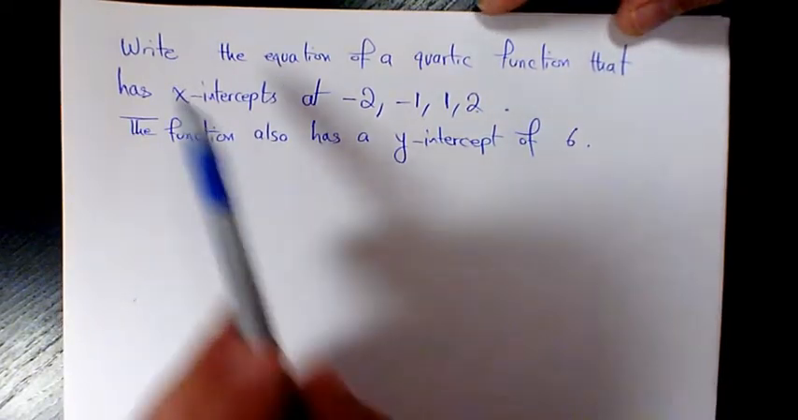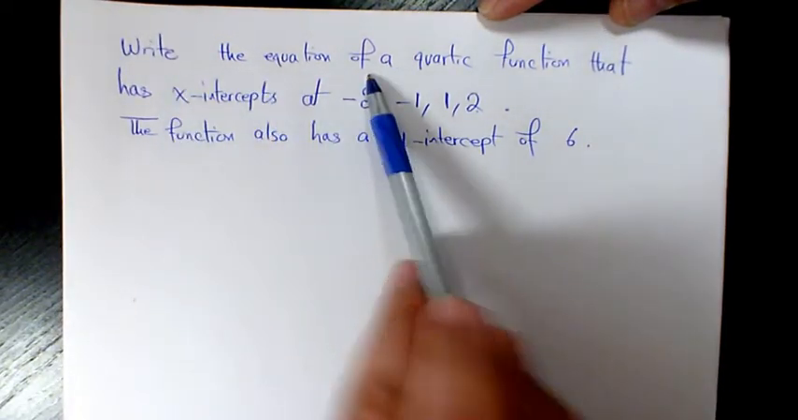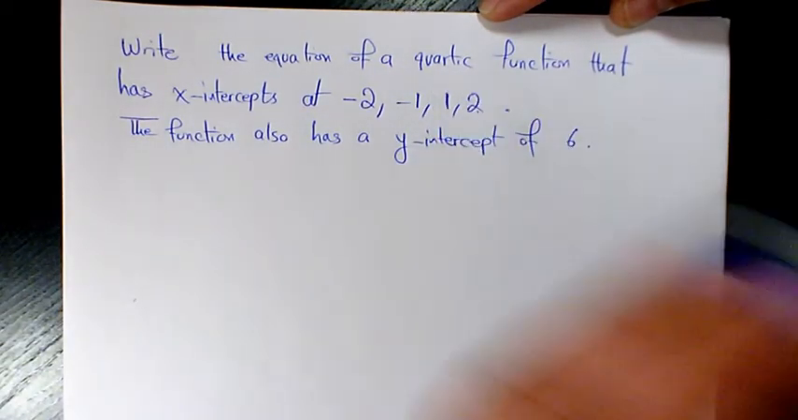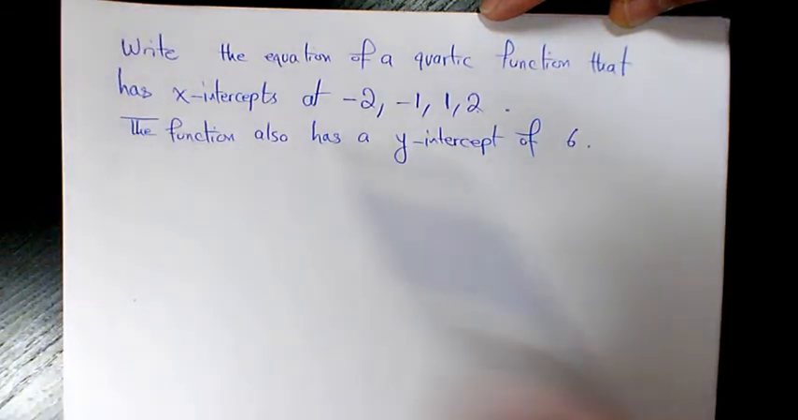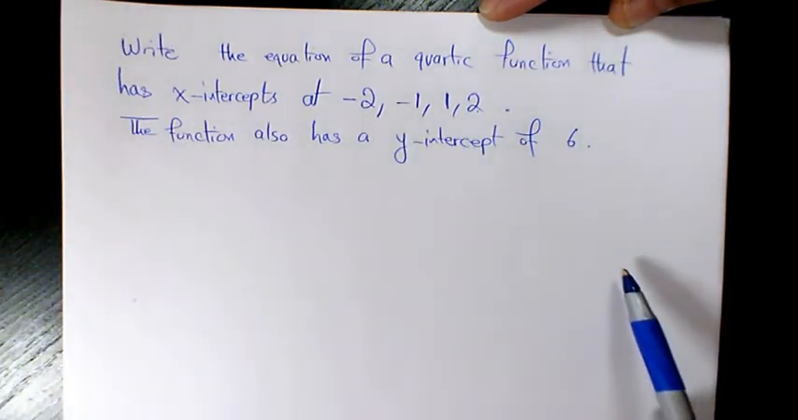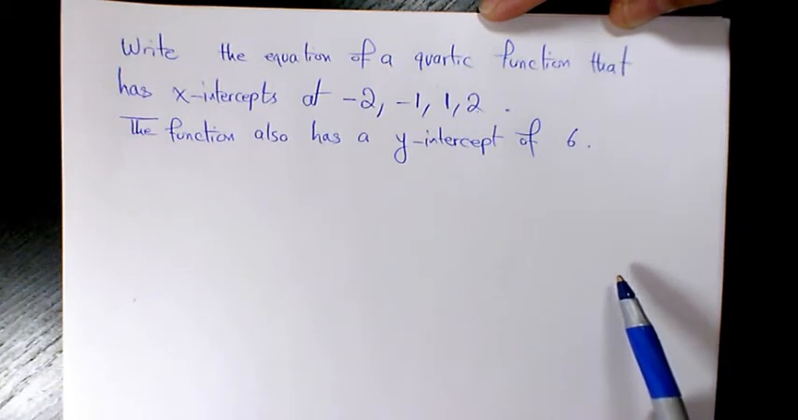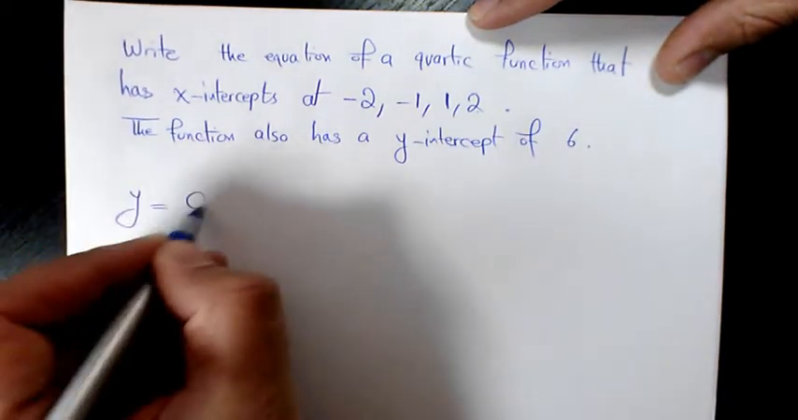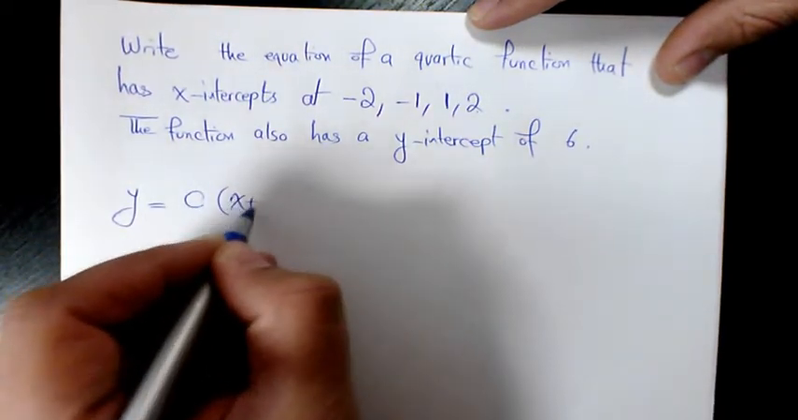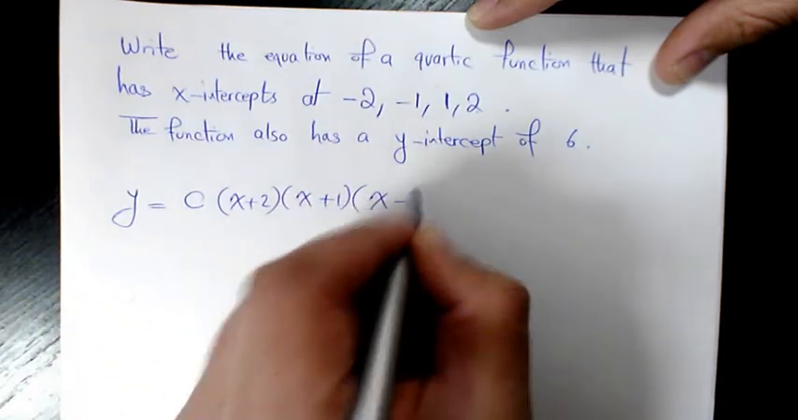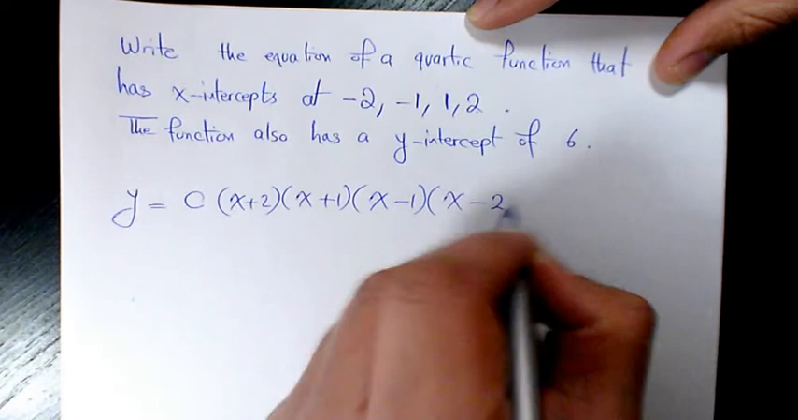It says write the equation of a quartic function. Quartic means the degree is 4, with x-intercepts at -2, -1, +1, and +2. The function also has a y-intercept of 6. So it's going to be y equals c times (x plus 2), (x plus 1), (x minus 1), and (x minus 2).